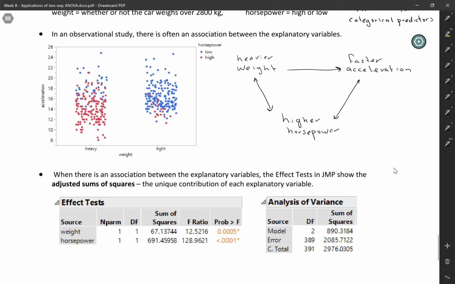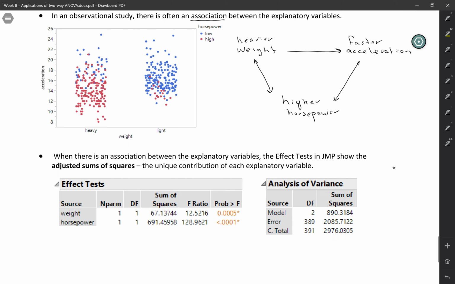So when we design an experiment, we usually design it so that the explanatory variables will be perfectly independent of each other. Like in a balanced full factorial design, they're going to be independent. But in an observational study, there's often an association between the explanatory variables. And when there's an association between the explanatory variables, some of the math doesn't come out as nice as it has been up until this point.